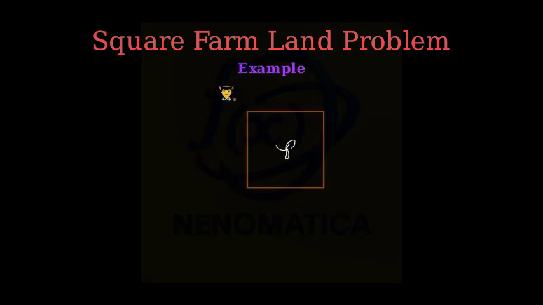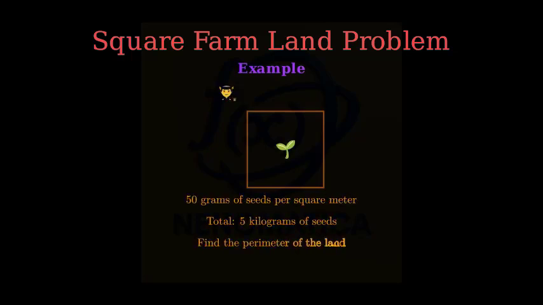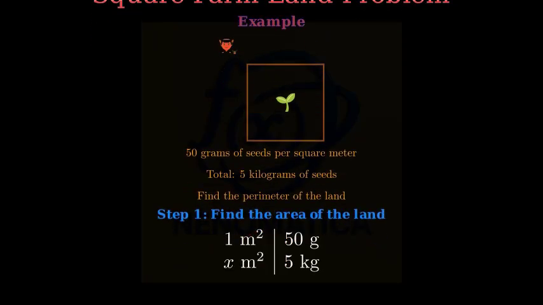A farmer has a square piece of land. For planting and working on this land, he uses 50 grams of seeds per square meter. If the farmer used a total of 5 kilograms of seeds for planting the entire land, what is the perimeter of his land? To solve this problem, we first need to determine the area of the land.